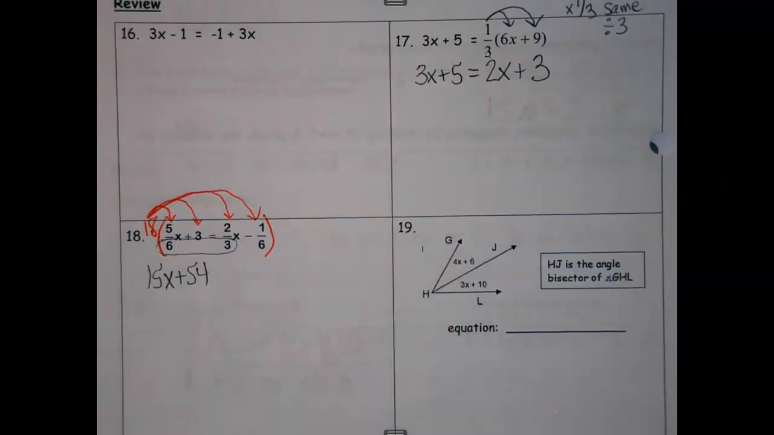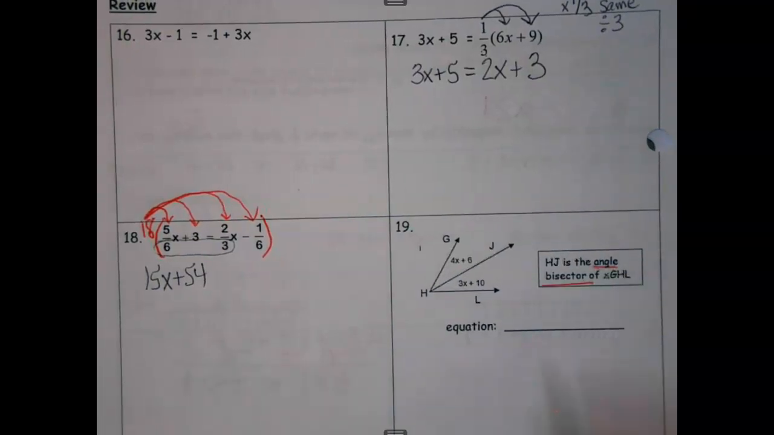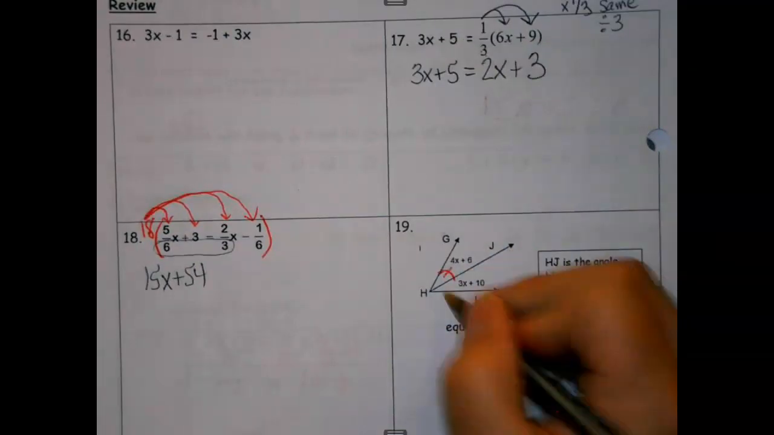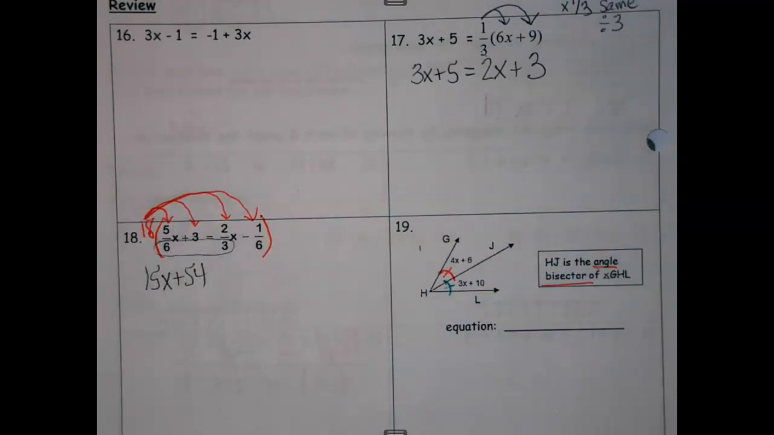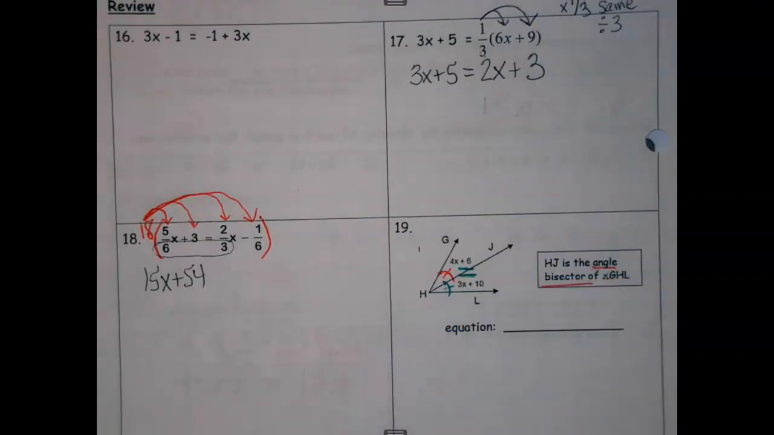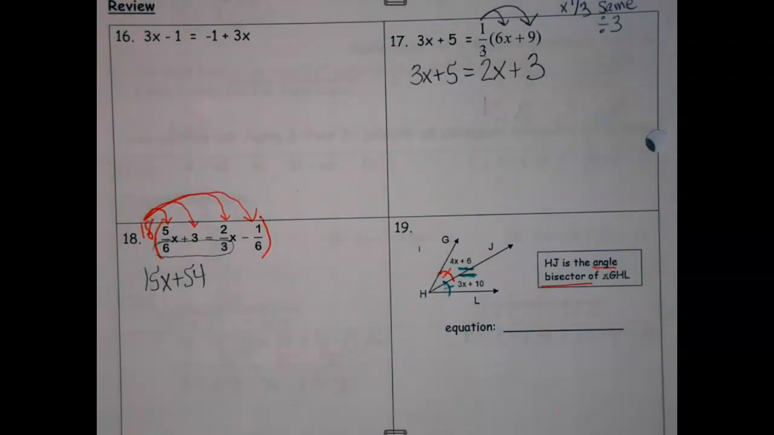Last clue. HJ is the angle bisector of GHL. It cuts it into 2 equal pieces. Equal pieces. There's your equation for you to be able to solve.